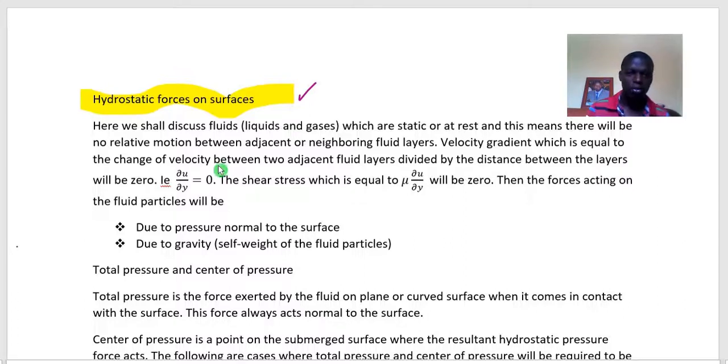Today we meet to discuss hydrostatic forces on surfaces, and we shall discuss basically fluids which are static or at rest. And this means in those fluids there will be no relative motion between adjacent fluid layers. And according to Newton's law of viscosity, velocity gradient, which is the change of velocity between adjacent fluid layers divided by the distance between the layers, will equal 0.